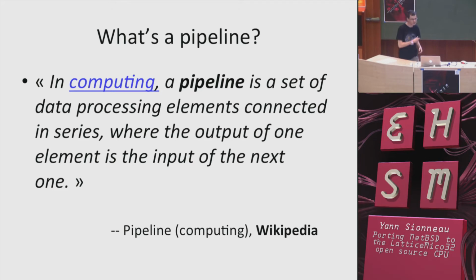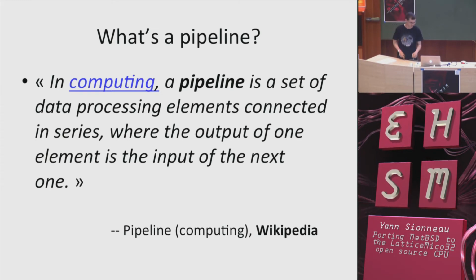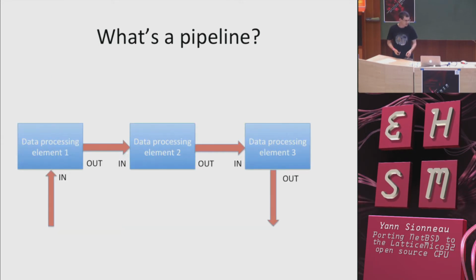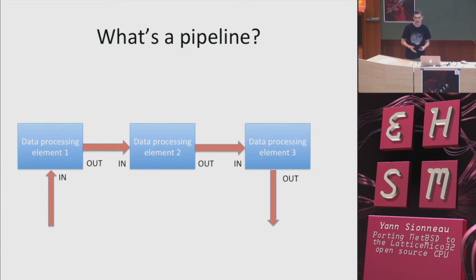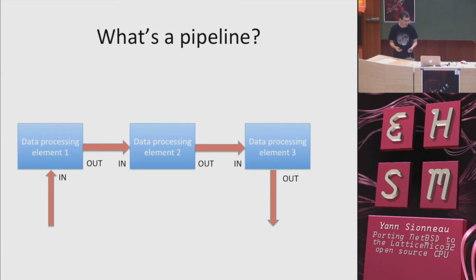So I'm quoting Wikipedia here, and computing a pipeline is a set of data processing elements connected in series where the output of one element is the input of the next one. OK, what does it mean? So you have boxes, which are data processing elements, and you can feed data in one of the boxes. It's processed, and then the result is outputted, and it becomes the input of the next box.